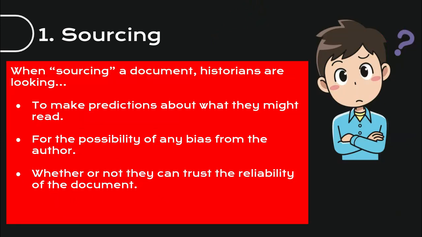When sourcing a document, historians are looking to make predictions about what they might read in the document. They're looking for the possibility of any bias from the author, and they're looking to see if the source is reliable or not. Can they trust the author of the source?